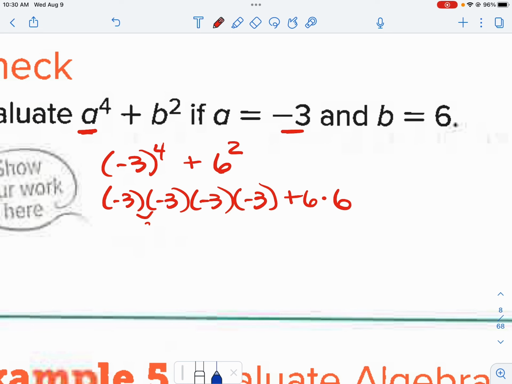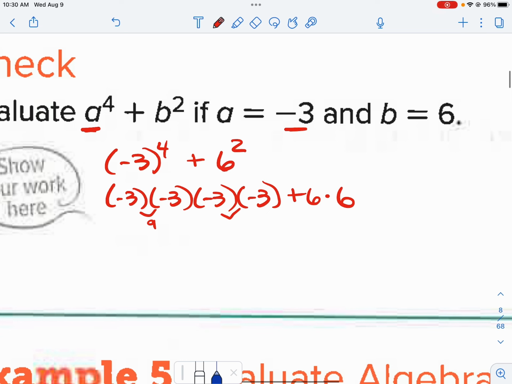So this right here is going to get me 9. This right here is going to get me 9. So that's 81. Plus 6 times 6 is 36. So if I take that and add it together, I'm going to get 117.